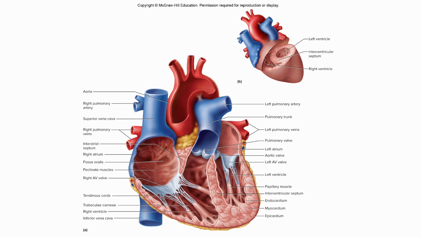But your AV valves, the atrioventricular valves, the right tricuspid valve and the left bicuspid or mitral valve, are attached to the walls of the ventricles through the tendinous cords or the heart strings, and those are attached to these papillary muscles, these finger-like projections out of the ventricle walls. The papillary muscles pull and contract on the heart strings and the tendinous cords as the ventricle contracts and prevent those flaps of the valves from inverting and allowing blood to flow backwards. So they're very important in the functioning of those atrioventricular valves.